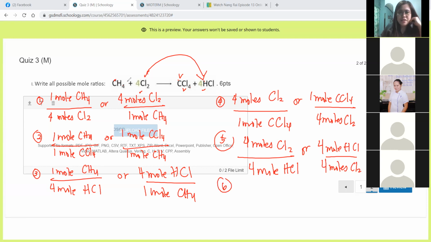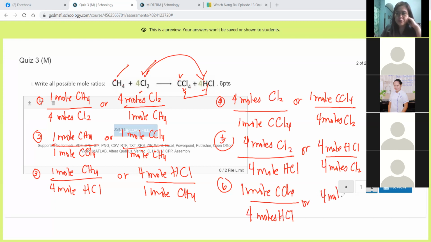And the last one, of course, if we are done with the reactants, we will now go to the products. So for the two of them, 1 mole of carbon tetrachloride will be produced, and together with that, 4 moles of HCl will also be produced. Okay? So I hope you completely sent these mole ratios. So we have at least 6 possible mole ratios together with their reverse ratios.